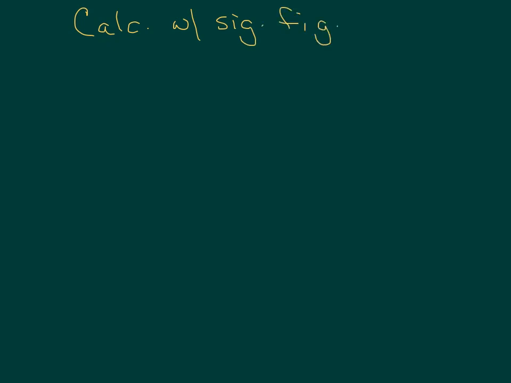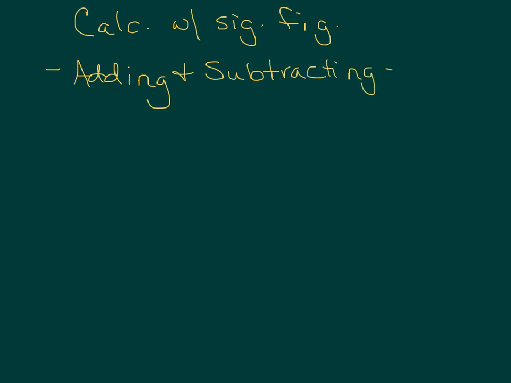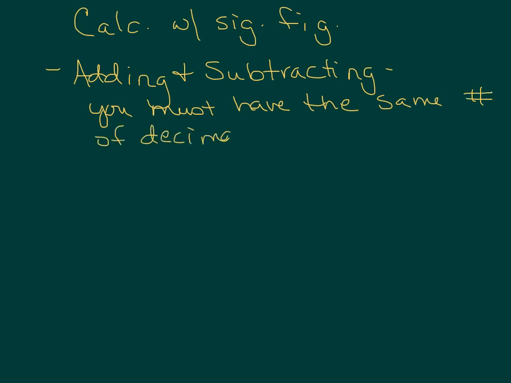There's basically 2 rules. There is a rule for adding and subtracting. And the rule for adding and subtracting says that you must have the same number of decimal places as your answer with the least decimal places.